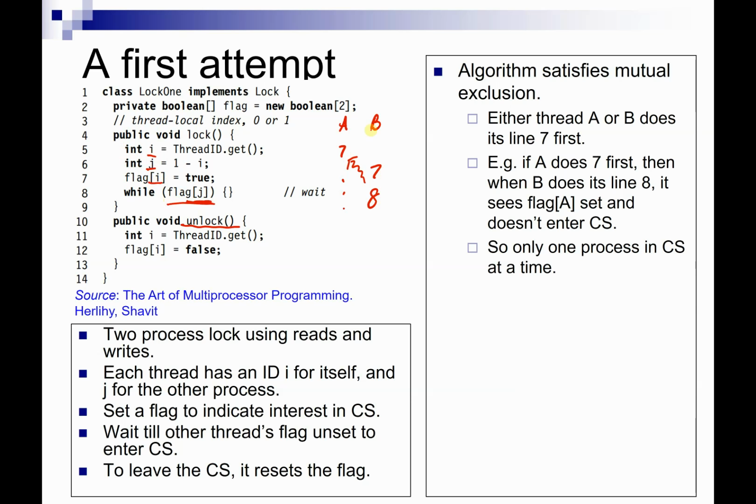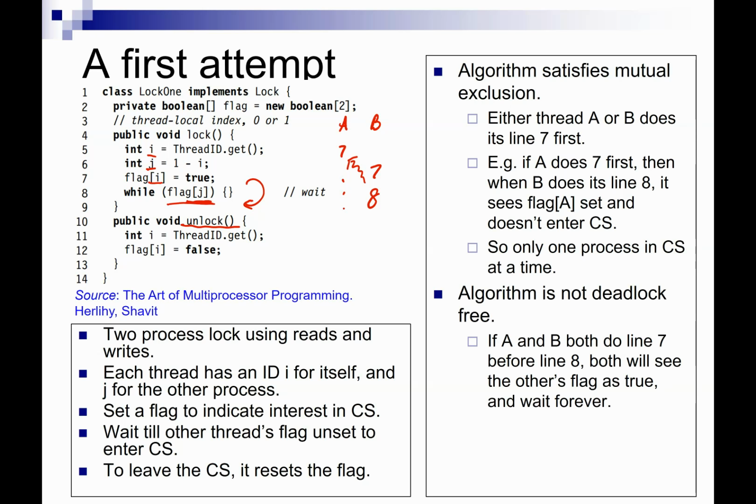So now in our example, B would check A's flag and see that it's true, because A's already done line 7. And so therefore B is going to wait. So definitely if A wants to get into the critical section, B is not going to also go into the critical section, if A did line 7 first. So always one of these processes is going to do line 7 first, and so the other guy will be waiting. And so therefore we don't have both processes in the critical section, and so we satisfy mutual exclusion.